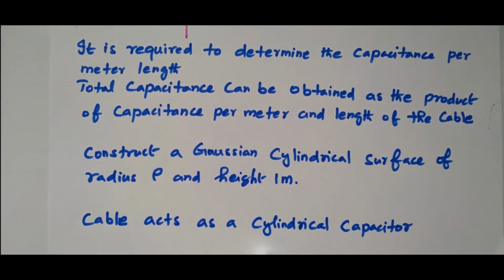The cable acts as a cylindrical capacitor. This is the underground cable, right? That is equivalently treated as a cylindrical capacitor. Underground cable has two conductors, inner conductor as well as outer conductor, and in between the insulator is available, right? So this is treated as an underground cable or cylindrical capacitor.